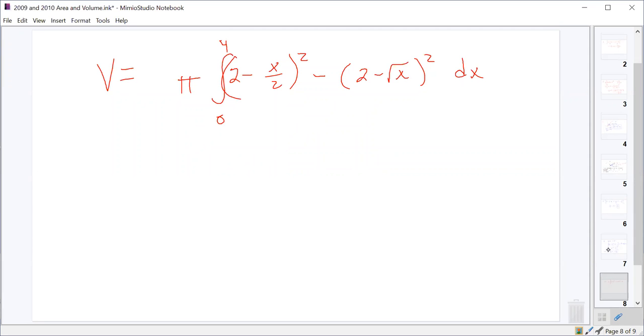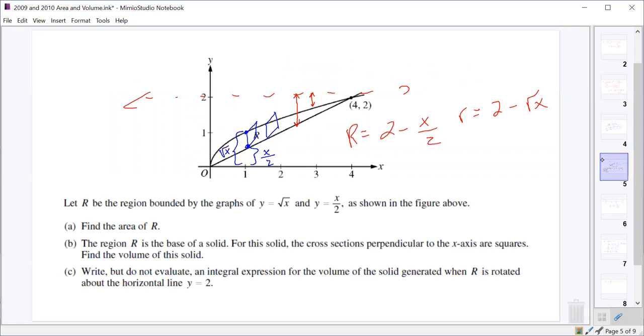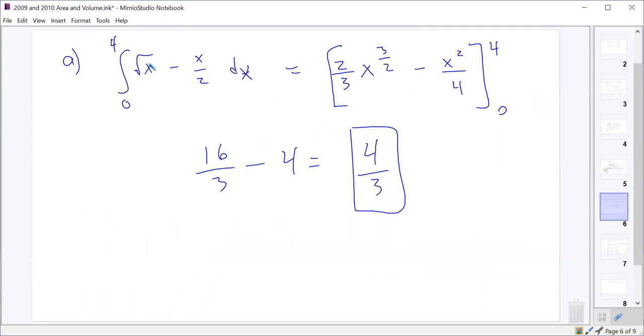And just real quickly, since I forgot to record, we'll just go back. Finding the area of R for part A is just the upper function minus the lower function. So upper function was root x, lower function is x over 2. They gave you the points of intersection of 0 and 4 already, so you just integrated. 1 point for having the correct setup, 1 point for the right integral, and 1 point for evaluating it correctly.